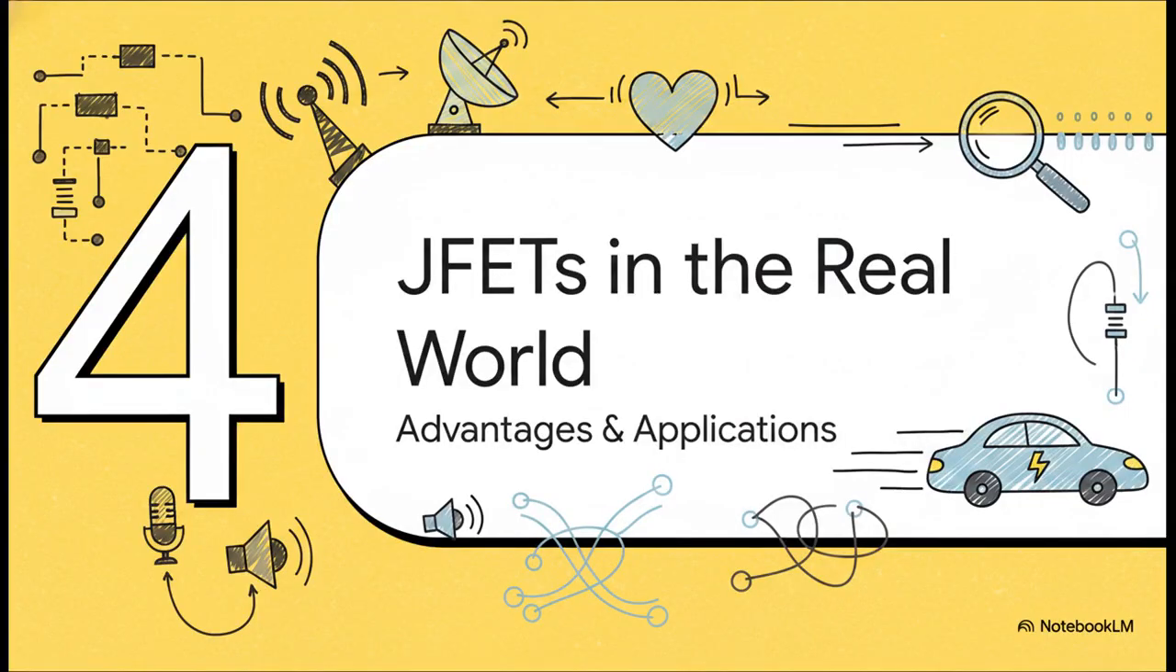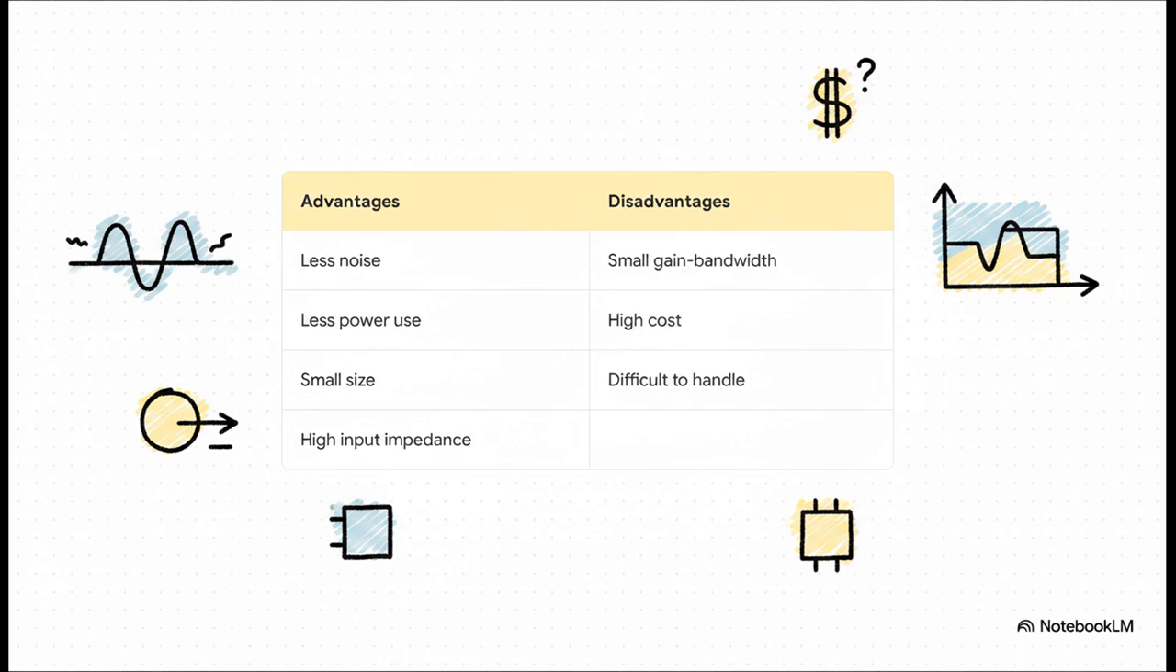So that's all the theory, but why should you care? Let's take a look at the real world to see what makes JFETs so special and where you can actually find them. Of course, like anything in engineering, JFETs have their pros and cons. On the plus side, they produce very little electronic noise, which is fantastic for things like audio equipment where you don't want any extra hiss. They also have a super high input impedance, which basically means they can measure a signal without messing it up. On the other hand, they can be a little more expensive, and they're not always the best choice for amplifying a huge range of frequencies all at once.